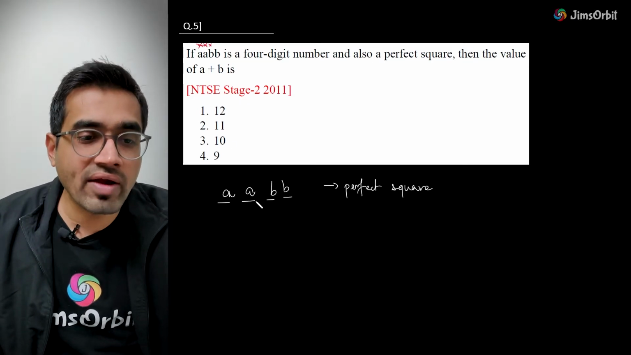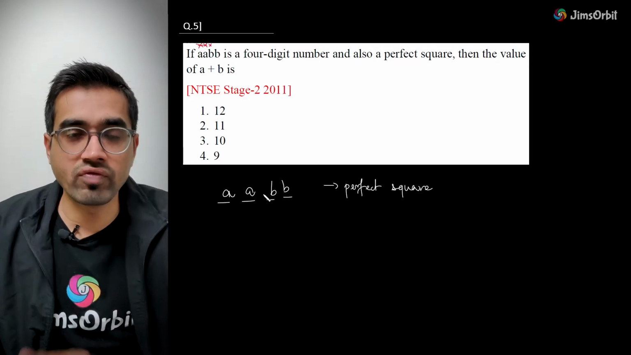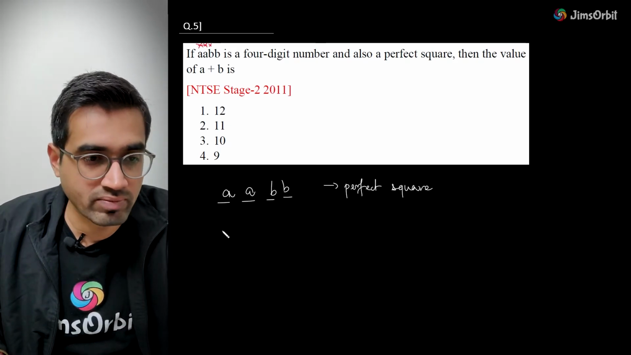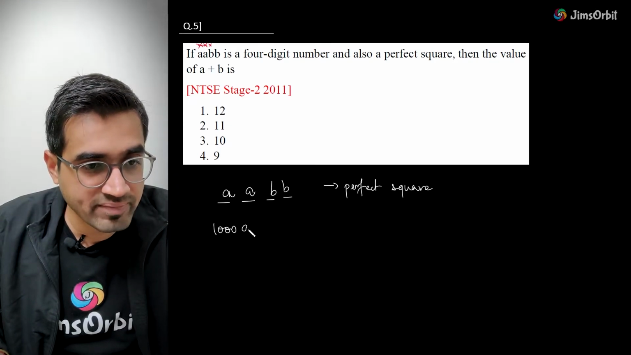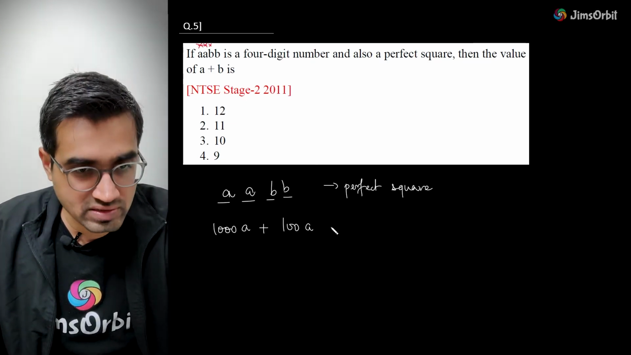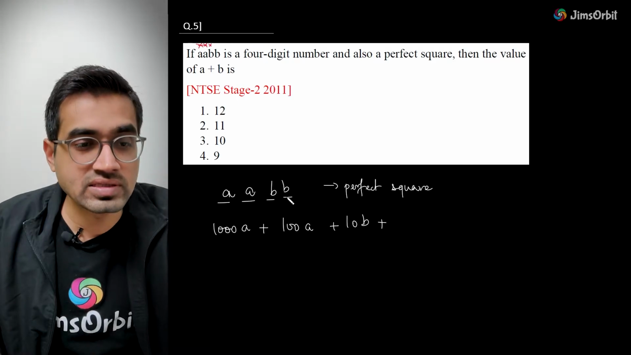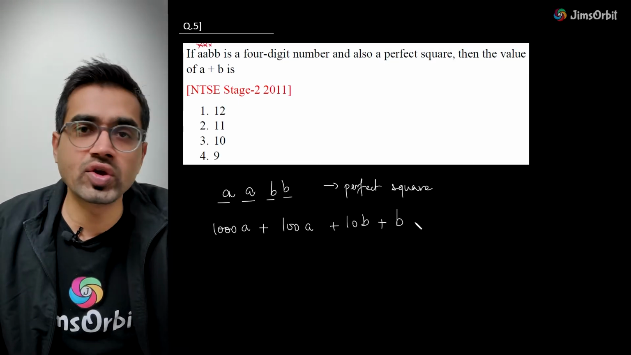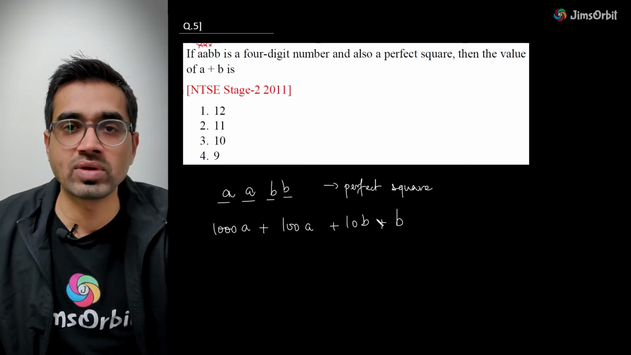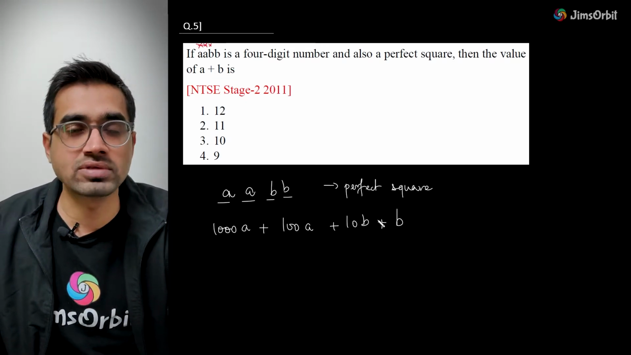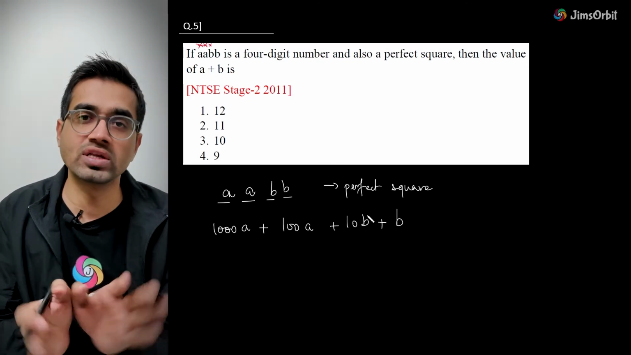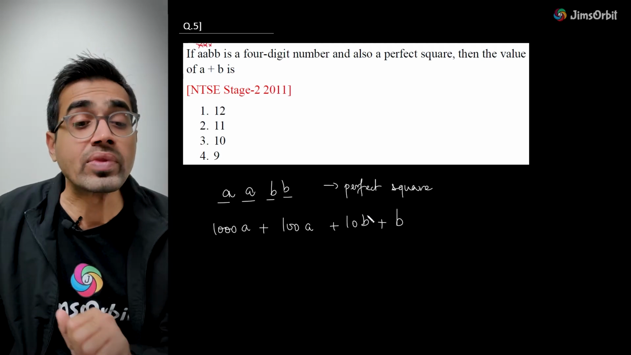Now you have to understand one thing. Any 4-digit number can be written in the form of 1000A, this is the thousands place, 100A for the hundreds place, 10B for the tens place, and B for the units place. Every number you need to write like this. You know 23 is 2 times 10 plus 3, so it is 10 times the tens digit plus 1 times the units digit. Simple rule, class 3.